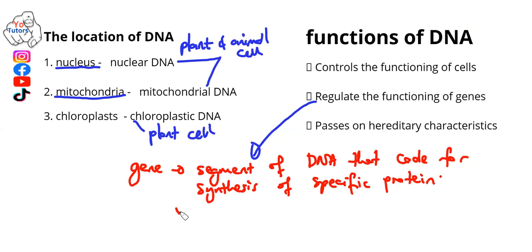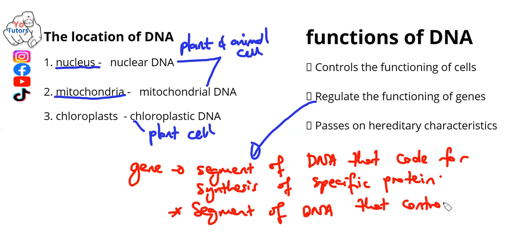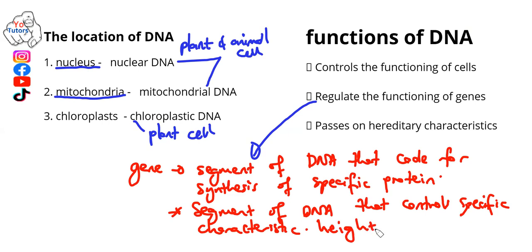When you move on to genetics, we'll refer to a gene as a segment of DNA that controls specific characteristics or traits. That's what a gene is, so you must always remember. When we talk about controlling specific characteristics like height, we are talking about types of genes that you can find in a cell.